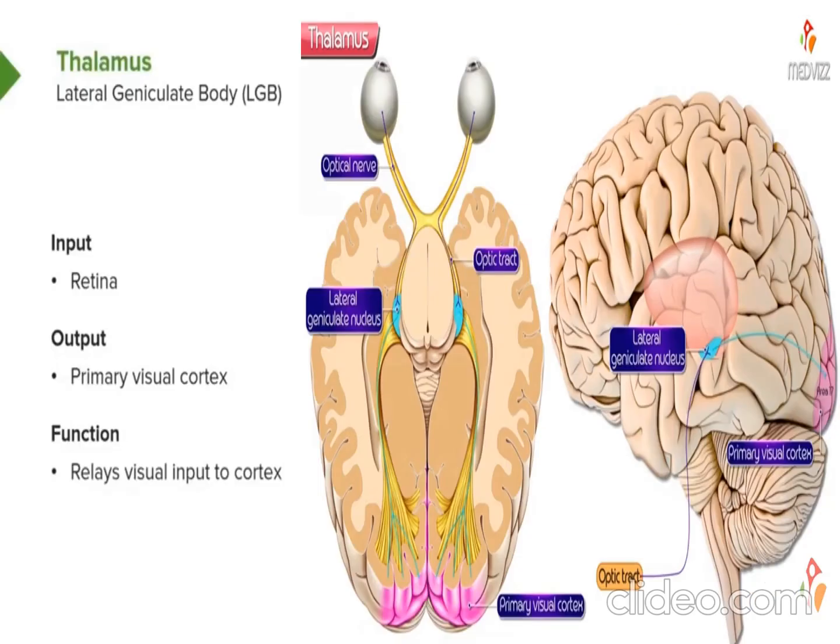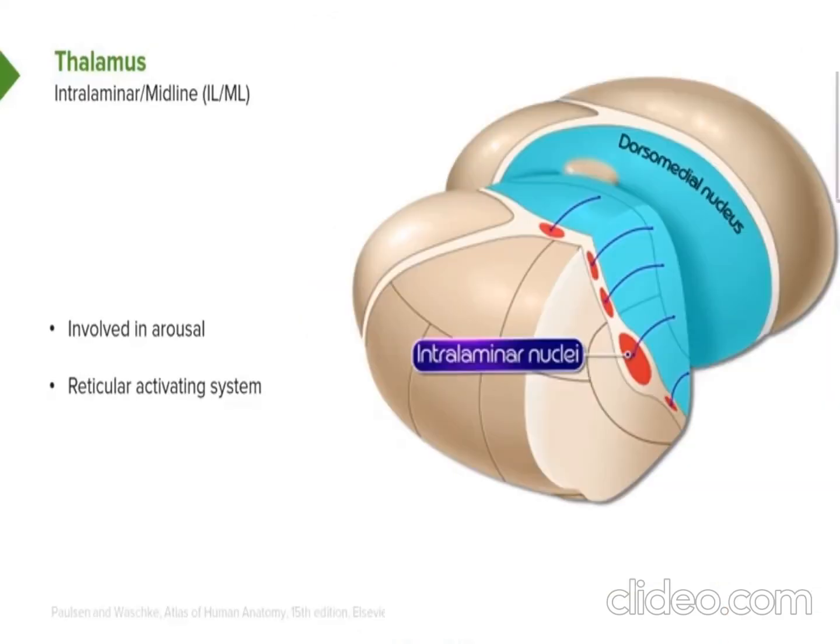Next is the lateral geniculate body. It receives its afferent fibers from the superior colliculus and sends its efferent fibers to the visual cortex, area number 17. Now the next is intralaminar and midline nucleus.